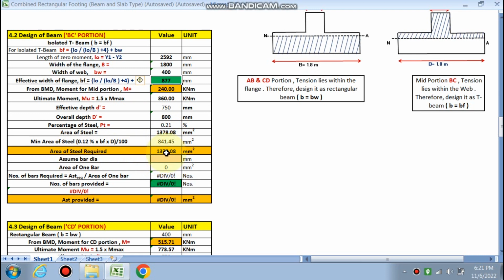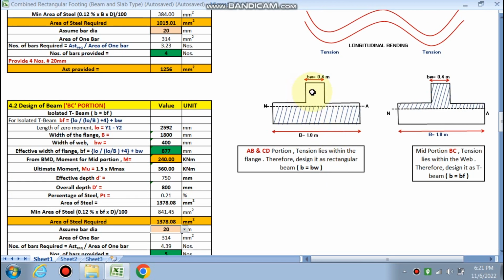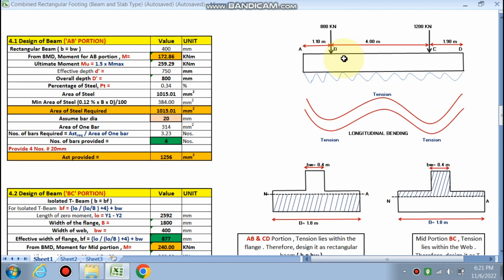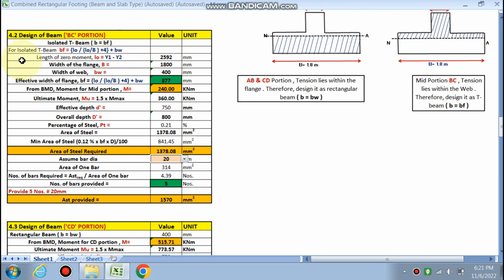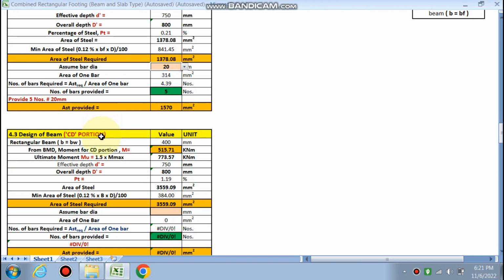So the area of steel required is the maximum of these two. If you assume a dia again of 20 mm, then 20 mm, 5 numbers are required in the top portion, right, in the middle, because there will be the hogging, so negative moment. So in the top portion, 5 numbers of 20 mm bars are required. So this is clear. Next is the CD portion.